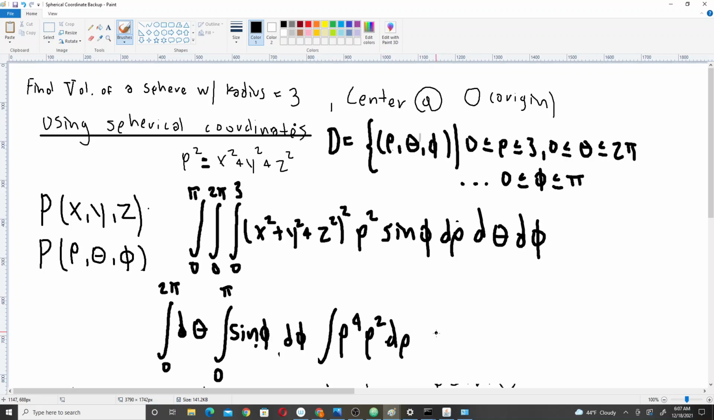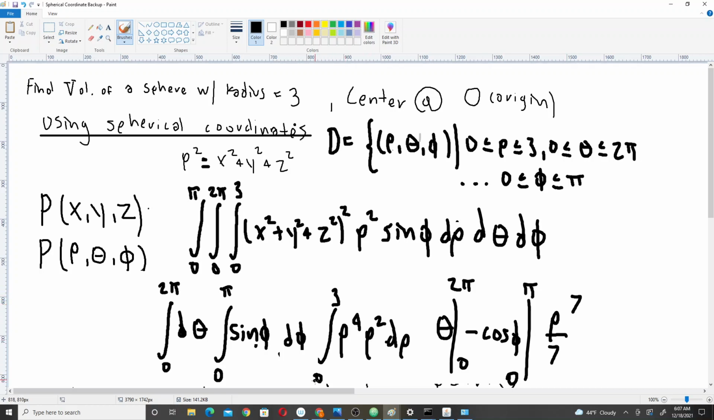If I integrate d theta right here, that just gives me theta, and I evaluate that from 2 pi to 0. And then the integral of sine phi is negative cosine phi, evaluated from pi to 0. Now the last one we can evaluate too, that's rho to the 7th over 7, evaluated from 3 to 0.